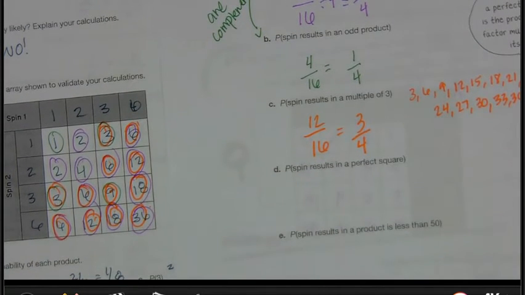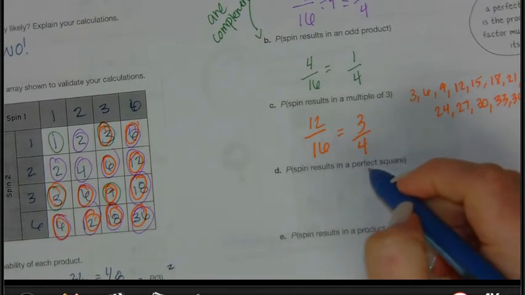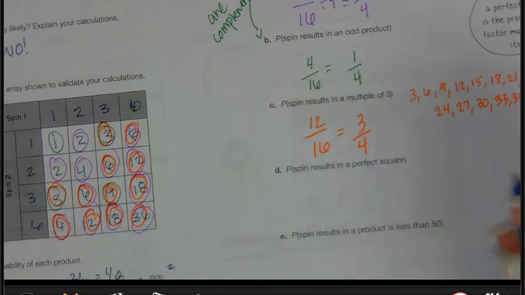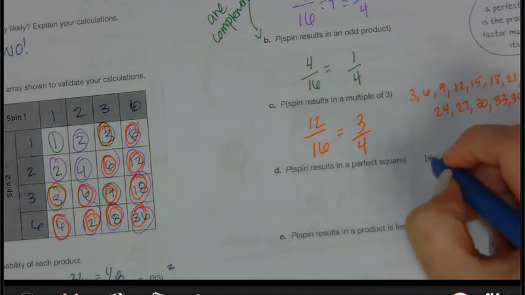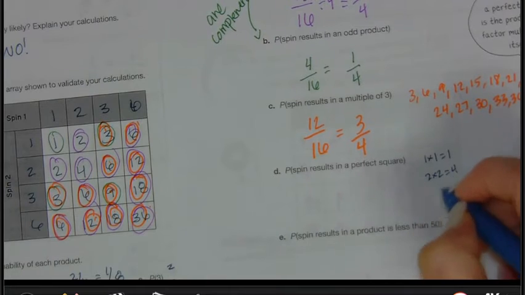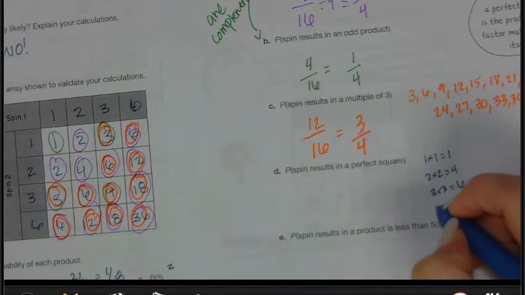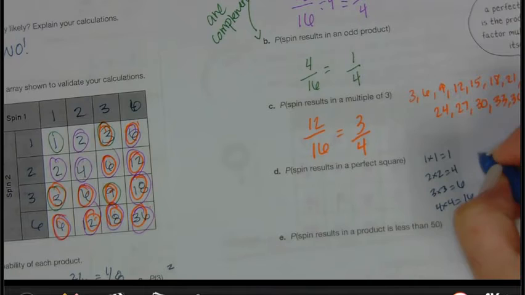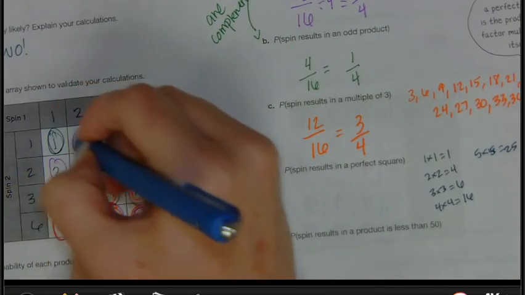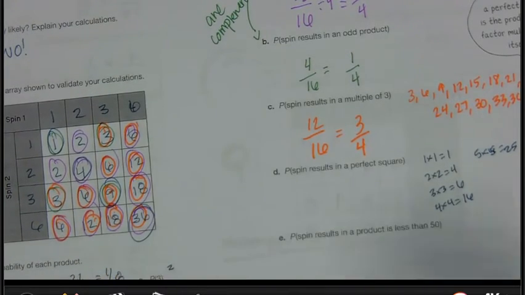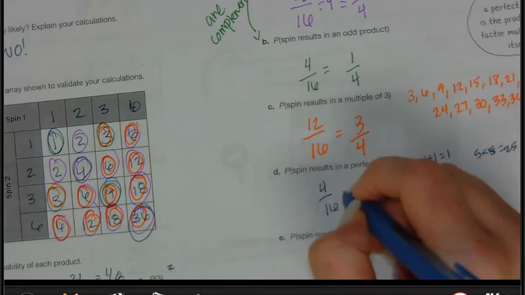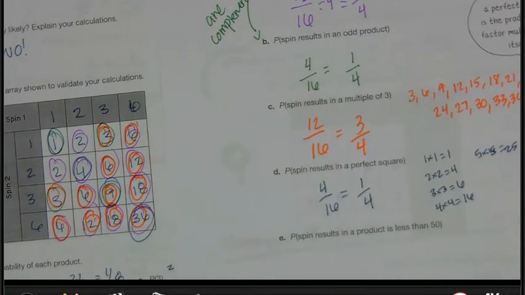And the second to last one, the spin results that is a perfect square. Perfect squares meaning 1 times 1, 2 times 2, 3 times 3, 4 times 4. So 1 times 1 is 1, 2 times 2 is 4, 3 times 3 is 9, 4 times 4 is 16, 5 times 5 is 25. That's what it means. So in this case, I have 1 times 1 is 1, 2 times 2 is 4, 3 times 3 is 9, 6 times 6 is 36. I have 4 perfect squares. So 4 out of 16 of my choices are perfect squares. So 1/4 of my choices are a perfect square.